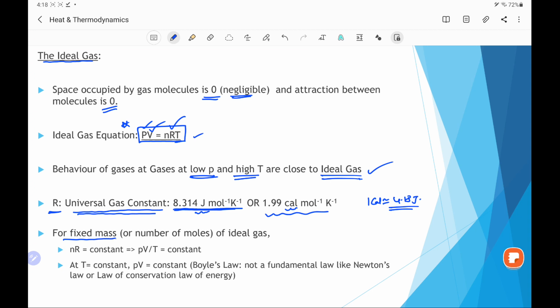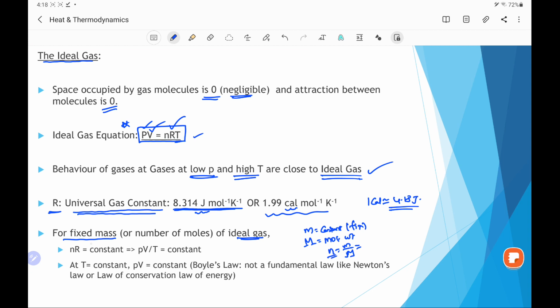For a fixed mass of ideal gas, the gas has a molecular weight, say capital M. If the mass is fixed, then the number of moles of the gas is also fixed, because the number of moles is equal to the mass divided by the molecular mass. The molecular mass is already a constant term and the mass is given as fixed. So we can say the number of moles is also fixed.